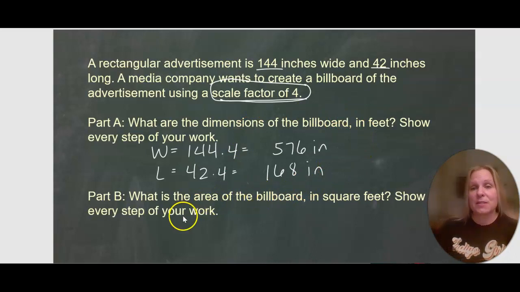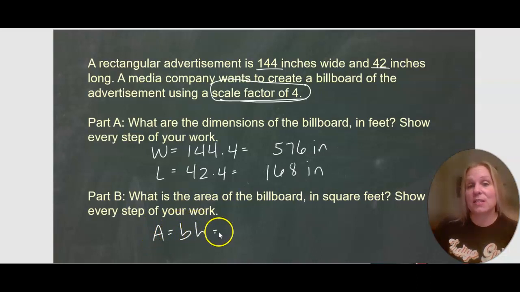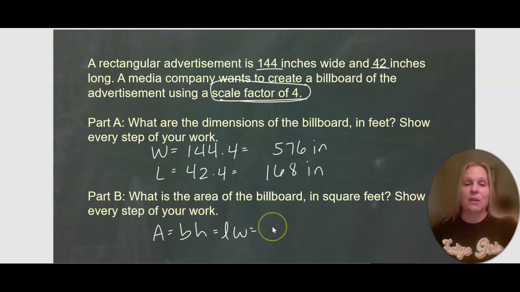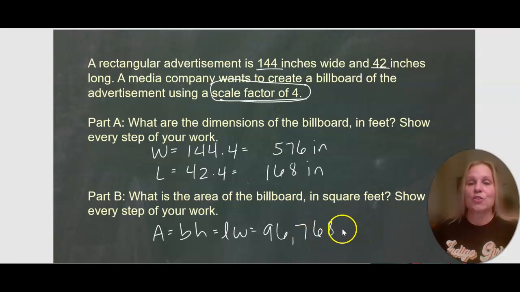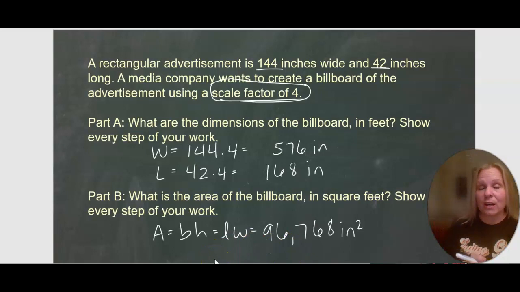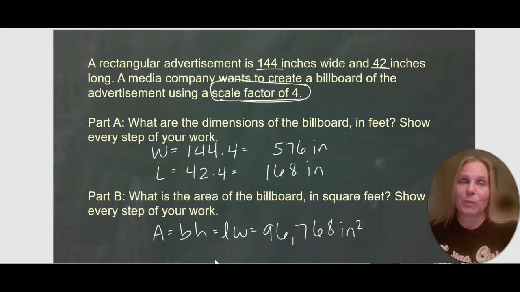Okay, so now it says, what's the area? Okay, well, it's a rectangle, right? So area is base times height, which is the same thing as length times width. So now I'm going to multiply these two. So I've got 576 times 168, and that is 96,768 square inches. Remember, when you're finding area, your units need to be squared because it's squares that we're counting.